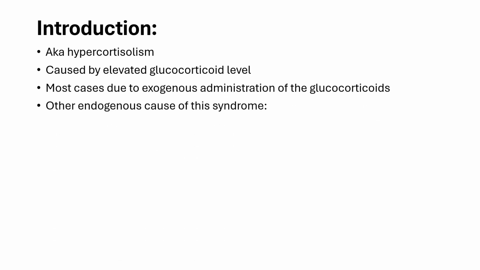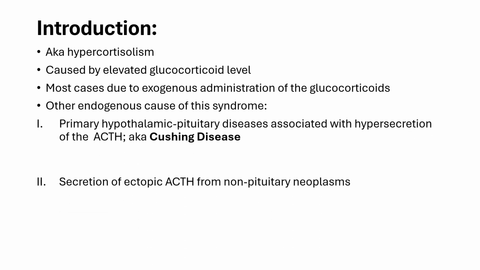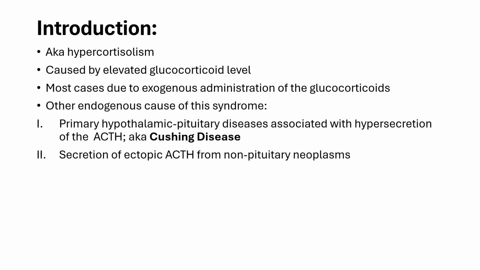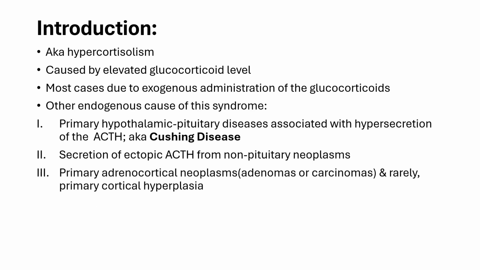And various endogenous causes of this syndrome include any problem in the hypothalamic-pituitary-adrenal axis. Any kind of disorder in this axis results in endogenous Cushing syndrome, and that is called Cushing disease. And next is ectopic secretion of ACTH from non-pituitary neoplasm, and other could be primary adreno-cortical neoplasm, adenomas or carcinoma, and rarely primary cortical hyperplasia.